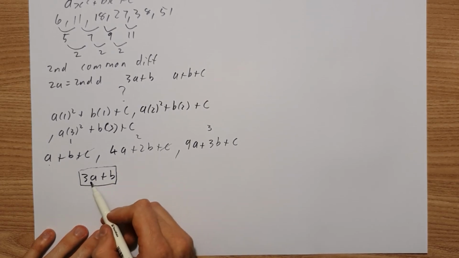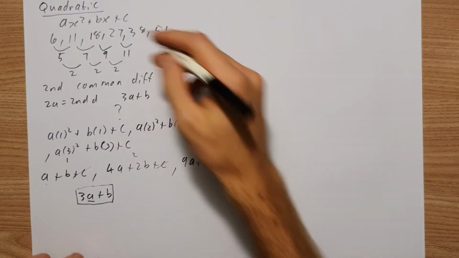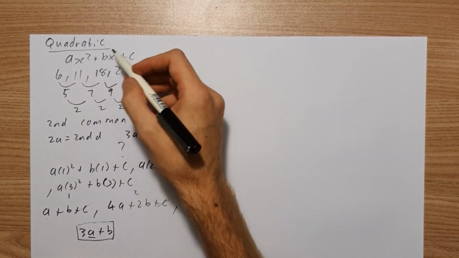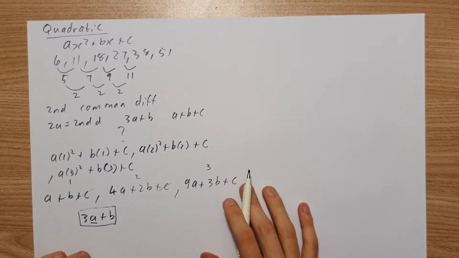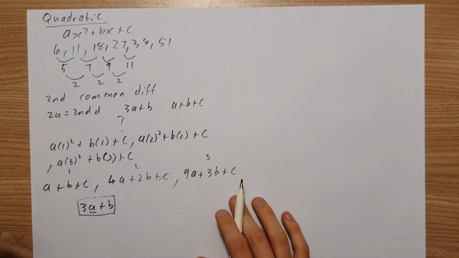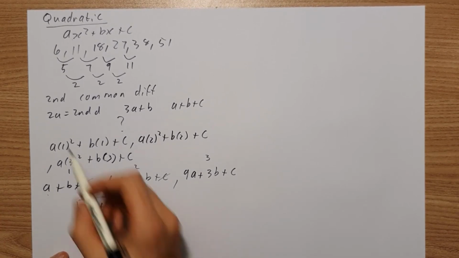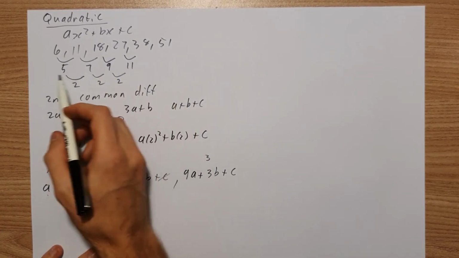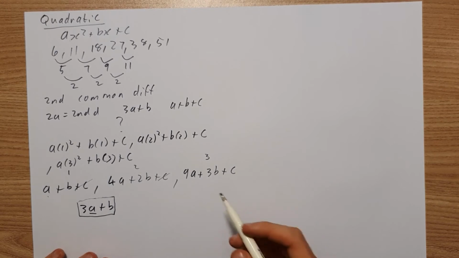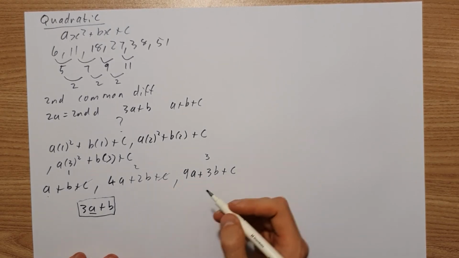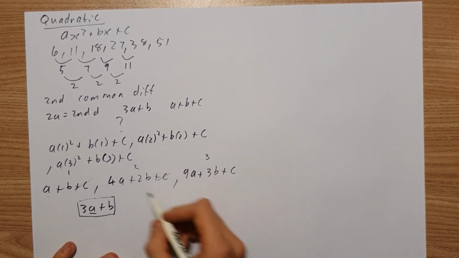Remember, a is the coefficient of x squared and b is the coefficient of x. So if we follow that throughout, it will generate this sequence at the bottom here. Now to get my second common difference, let's do the difference between these two quickly.